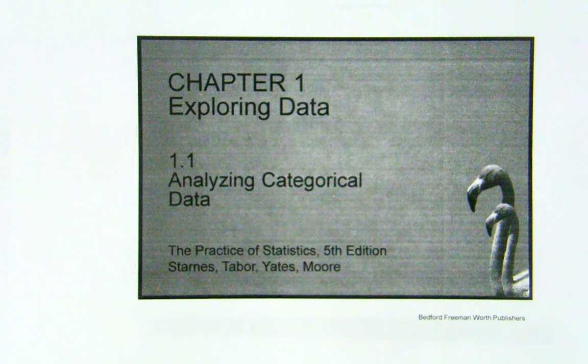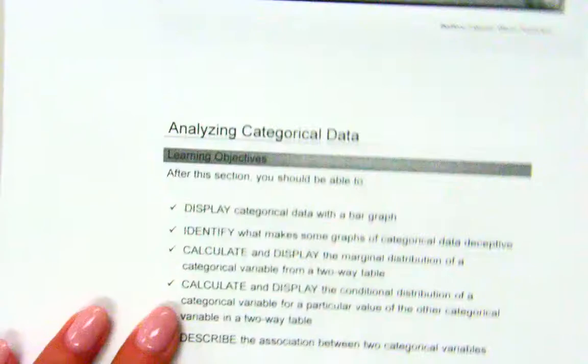So 1.1, analyzing categorical data. Just remember, categorical data was something that would not make sense to take the average of. So things like hair color, brand of shoe, model of a car, things where we don't have numerical values, where it doesn't make sense to take the average of those values.